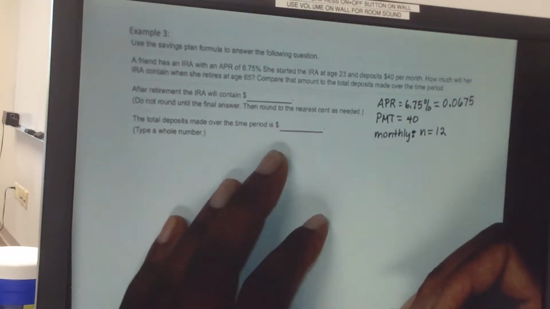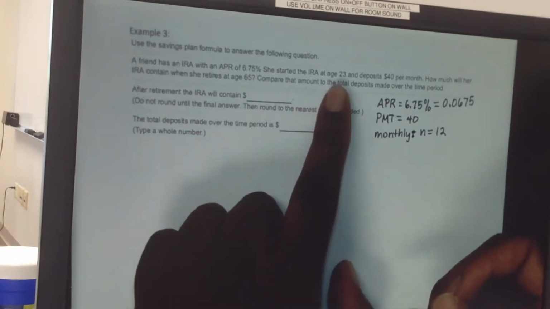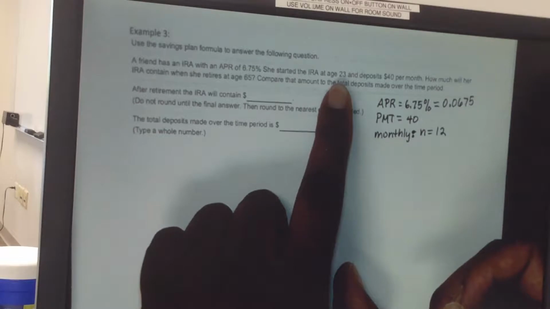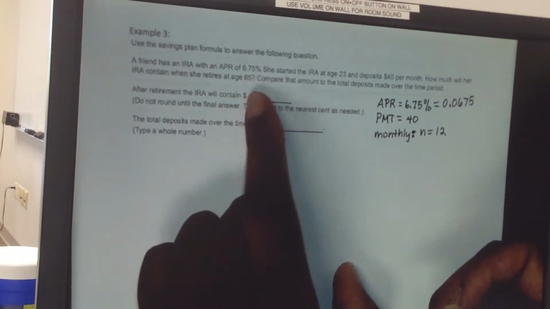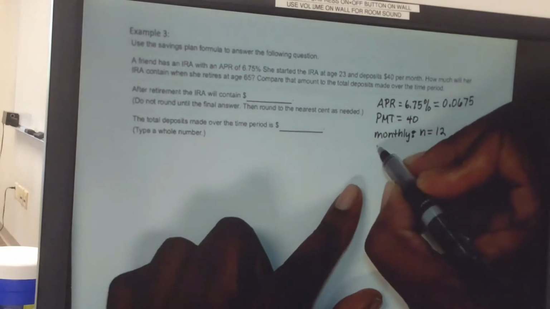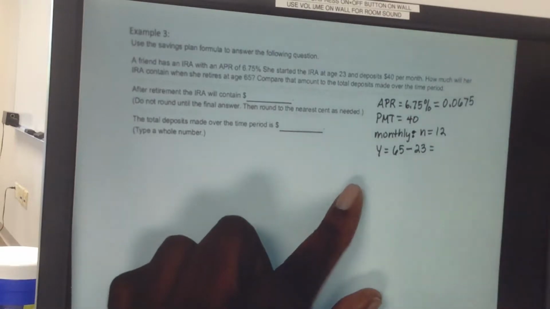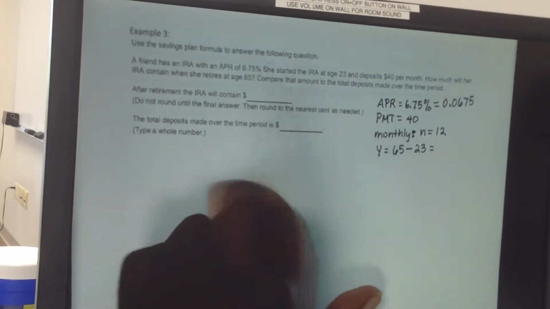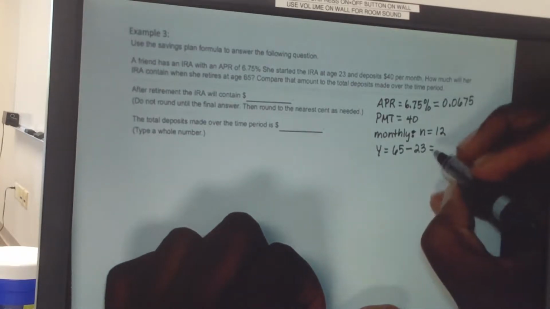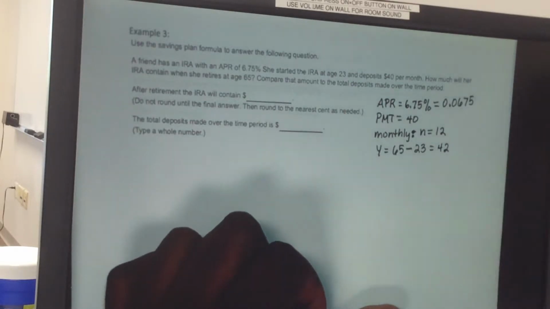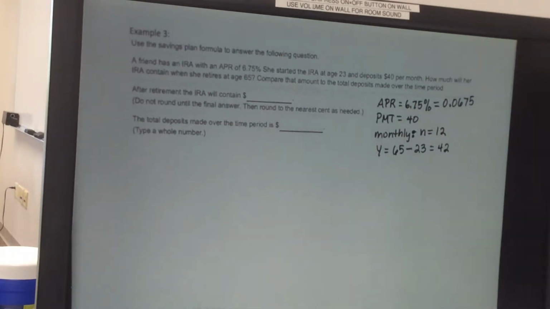And she started the IRA at age 23, and we want to find out how much will she have when she hits 65. So Y is equal to 65 minus 23. Age 65 minus age 23. That would give us 42. So we want to find out how much she will have in her account after 42 years. Okay, so in this case here, that's where we go ahead and use that formula.